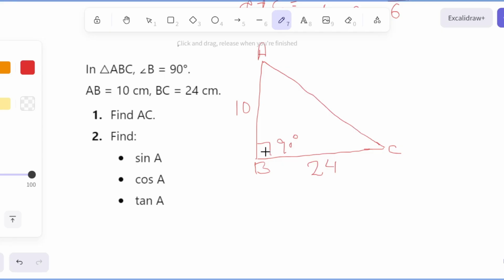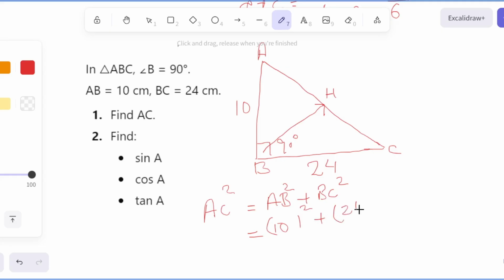First of all, AC is nothing but the hypotenuse, because opposite to 90° is always the hypotenuse. Because it's a right angle triangle, we use the Pythagoras theorem. According to Pythagoras theorem, AC square is equal to AB square plus BC square. So let's put in their values: AB is 10, so 10 square plus 24 square.